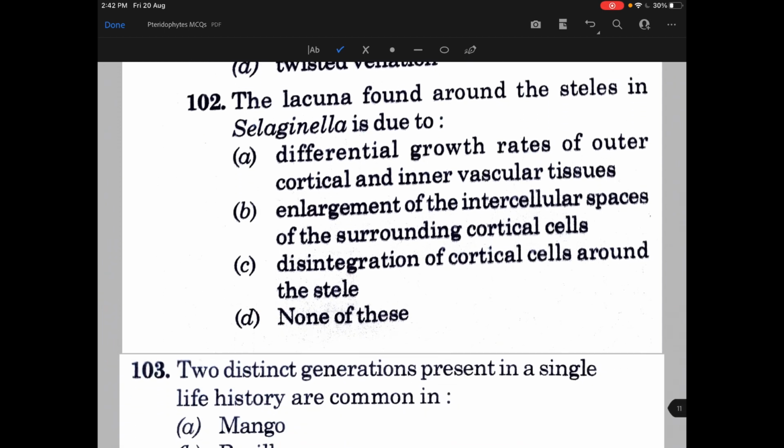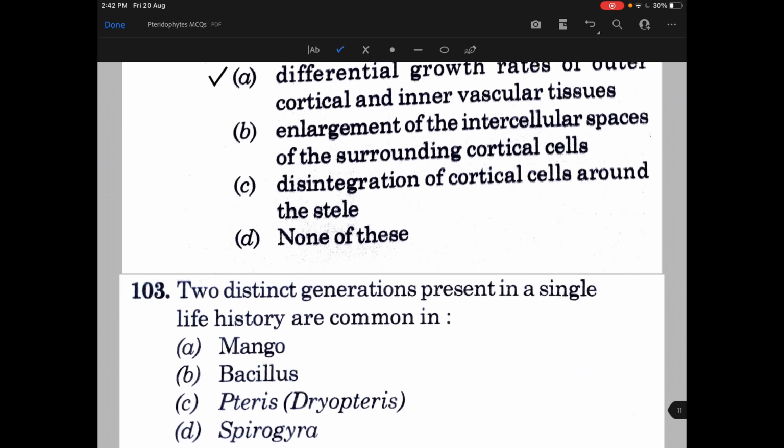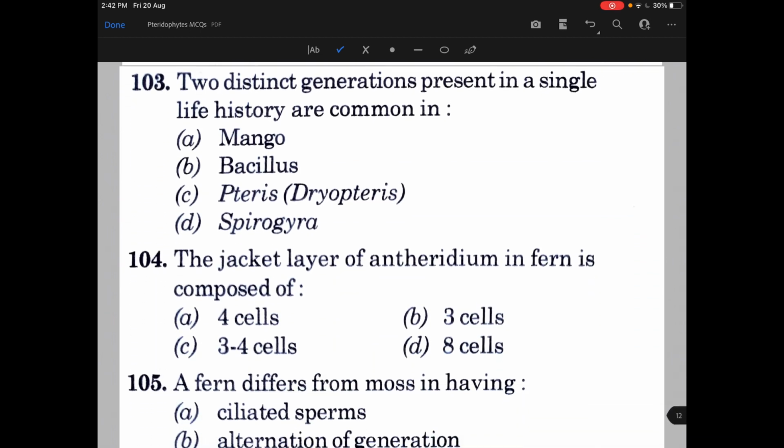Next, the lacuna found around the stele in Selaginella is due to dash, and the answer is A, that is differential growth rates of outer cortical and inner vascular tissue. Next, two distinct generations present in a single life history are common in dash. The answer is C, that is Pteris or Dryopteris.